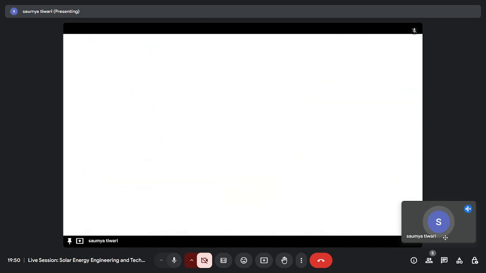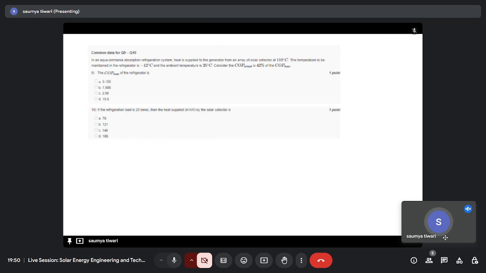Now we have this last question on your aqua ammonia absorption refrigeration system. I'll read this question. In an aqua ammonia absorption refrigeration system, heat is supplied to a generator from an array of solar collectors at 110 degrees Celsius. The temperature to be maintained in the refrigerator is minus 12 degrees Celsius and the ambient temperature is 25 degrees Celsius. Consider that the actual COP of this particular refrigeration system is 42% of the maximum COP.